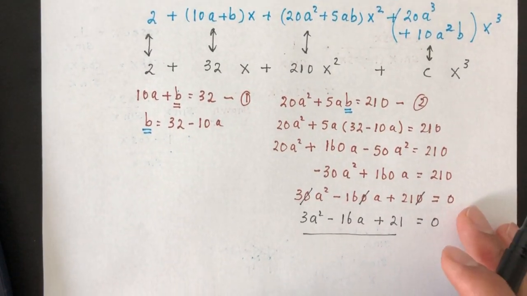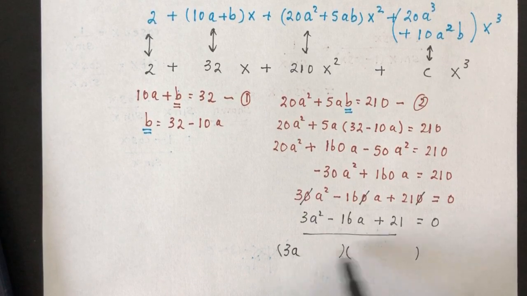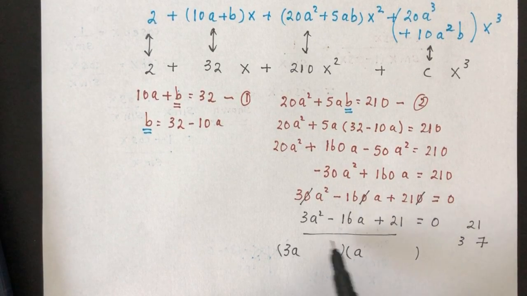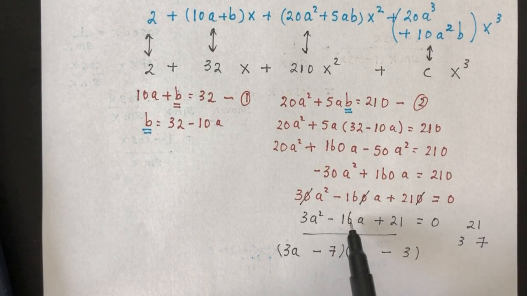This is a simple quadratic equation. We have two brackets. 3a² is just 3a times a. Now 21 can be what? 21 is 3 times 7. Now for you to get minus 16, and here we have plus, it has to be 3 here, and 7 has to be minus, minus. Why? Because 3a times minus 3 will be minus 9, and minus 9 minus 7 is minus 16, that is good. And the next thing to check is minus times minus will be plus, so that is good.